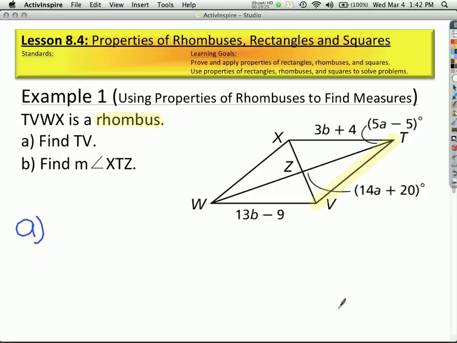By the rhombus corollary, all the sides are congruent. So by saying 13b minus 9 equals 3b plus 4, you can find b, then use b to find the measurement of one of those sides. However long that side is, it's the same length as TV.